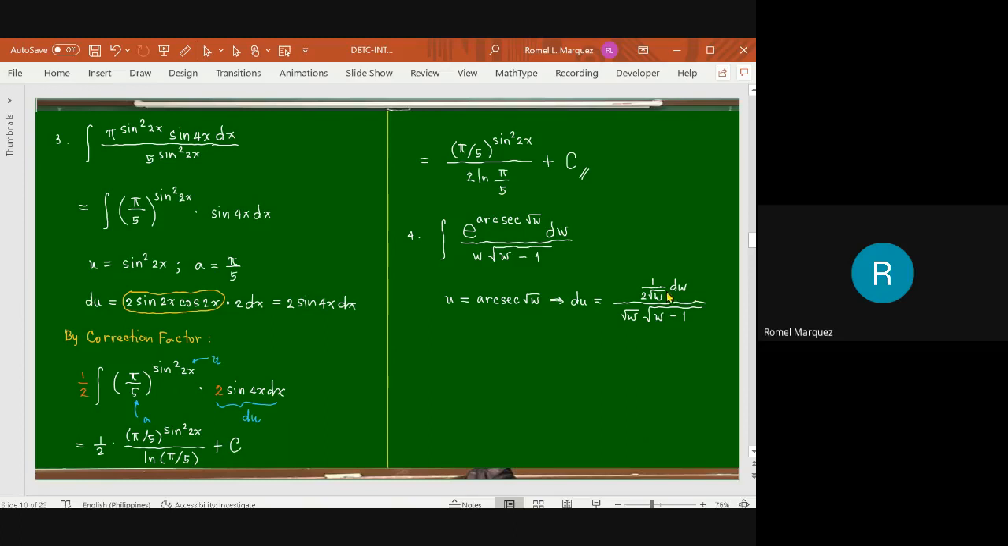Any question with that? How to simplify this, guys? When simplified, this w here is multiplied to this w in the denominator, and together with the 2, so 2 times square root of w, that is w. Am I correct, children? Yes, sir. Then w minus 1.